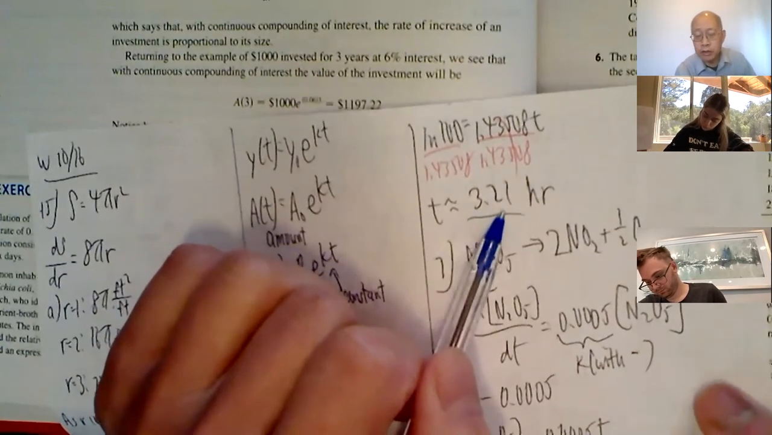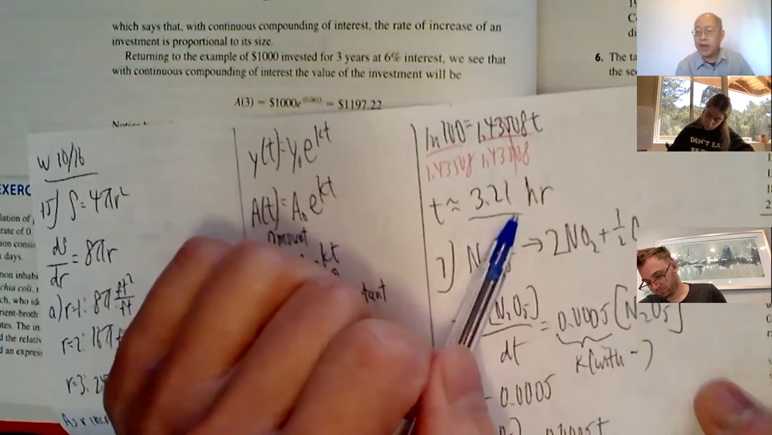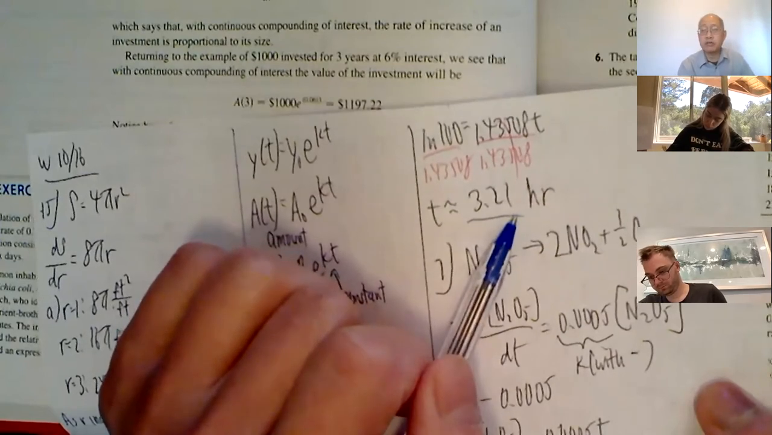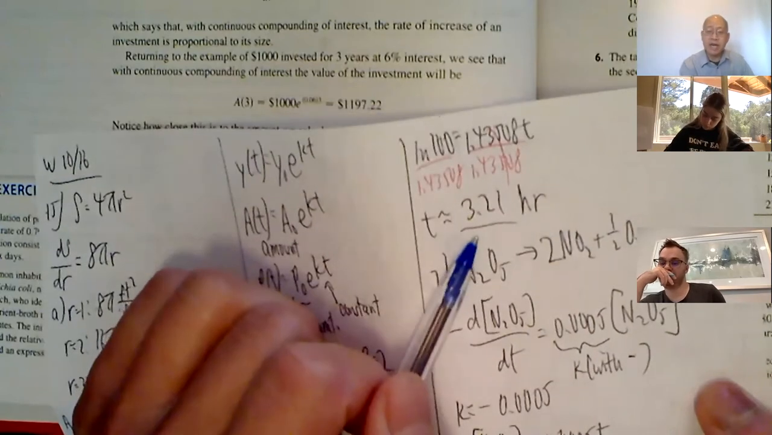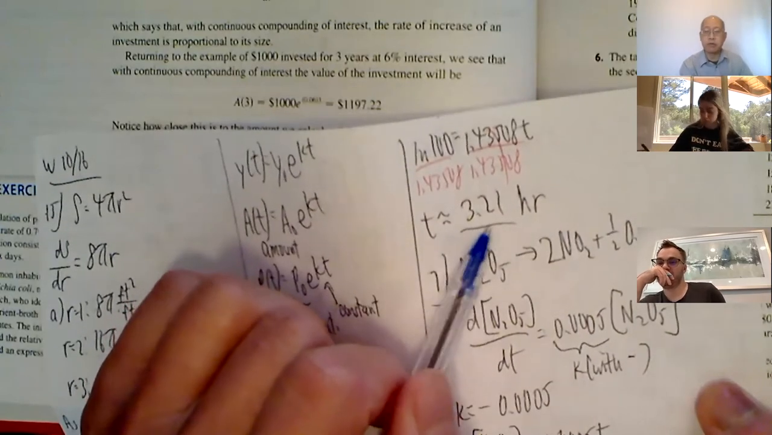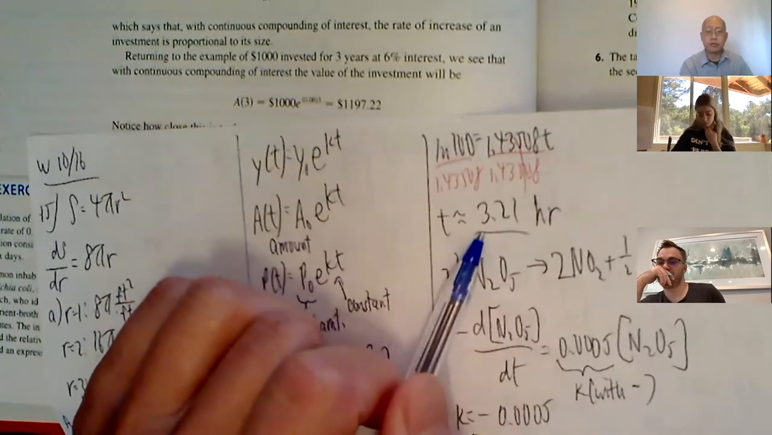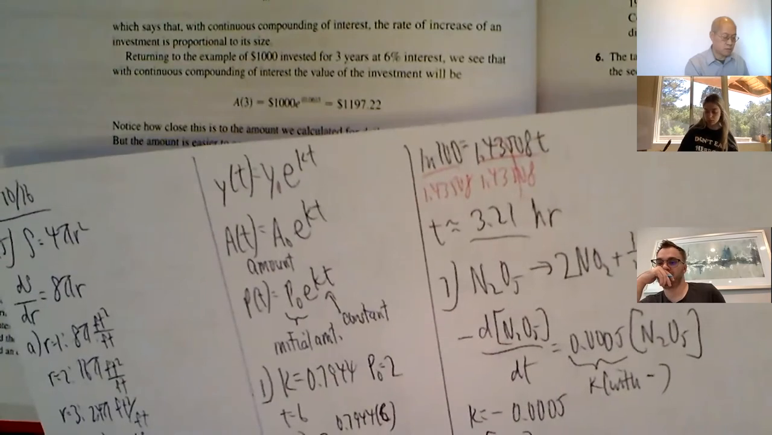And hours, you don't have to round to the nearest whole number. You don't want fractional people. You don't have fractional cells or fractional bacteria. So they should be rounded to the nearest whole number. But time can be listed as 3.21 hours. That's okay. So the answer is 3.21 hours. Okay.